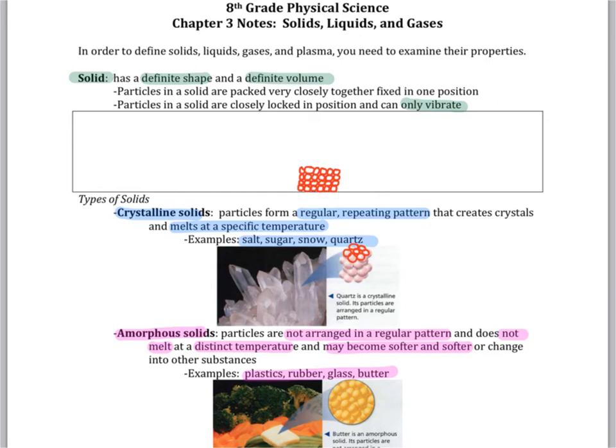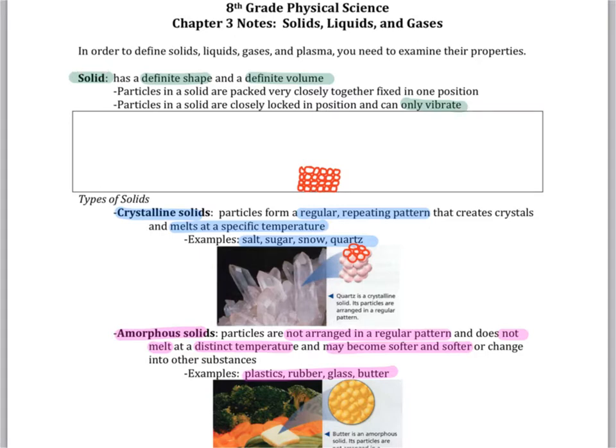Chapter 3 is all about solids, liquids, and gases. In order to define solids, liquids, gases, and the fourth phase of matter, plasma, we need to examine their properties. So let's begin with solids.